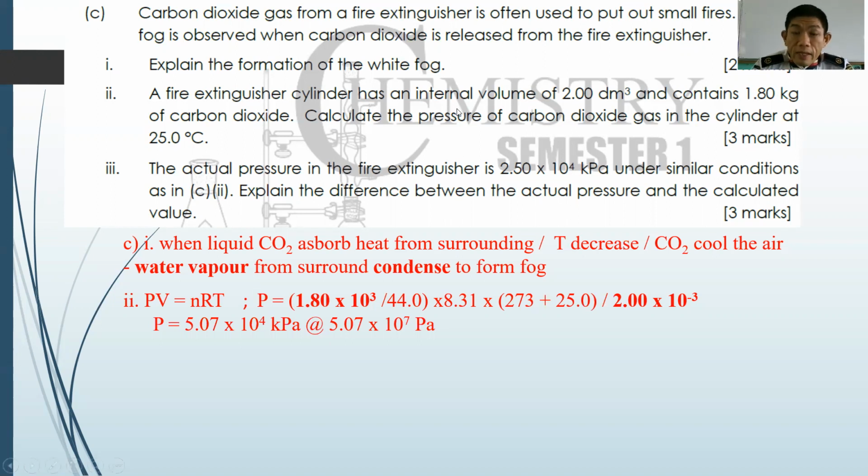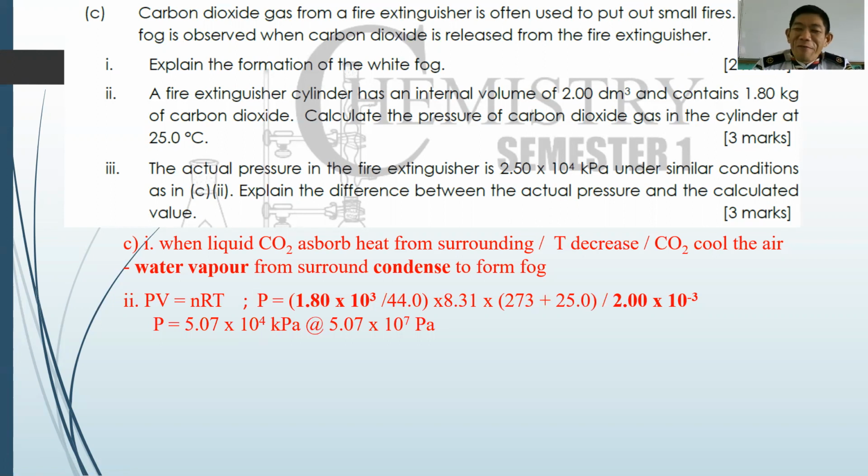Now, this calculated value presumes that carbon dioxide is an ideal gas, but we know for a fact that it won't be ideal. So that is why you have to explain from here. If you compare, this is the pressure for an ideal gas, and this is the actual pressure. So the actual pressure is lower than the ideal pressure. So why is it that the actual pressure is lower than the ideal pressure?